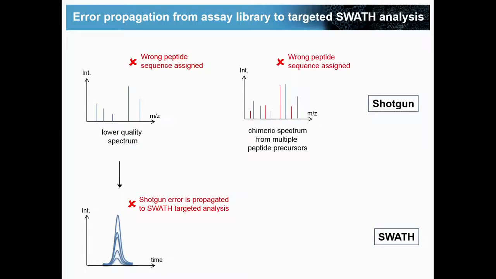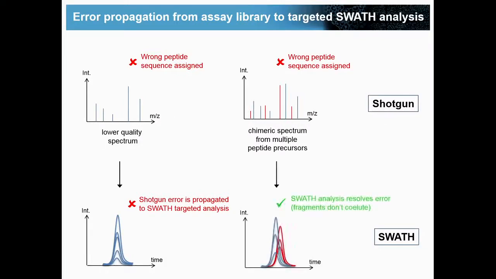You can also imagine a situation where the wrong peptide sequence was assigned in the DDA analysis because you have a chimeric spectrum, right? This happens relatively often in DDA analysis, that you co-isolate 2 precursors and you have a mixture of fragment ion signals, and this confuses the search engine, and then you get the wrong peptide sequence assigned for this reason. And the question is, what happens when you then go to the DIA data?